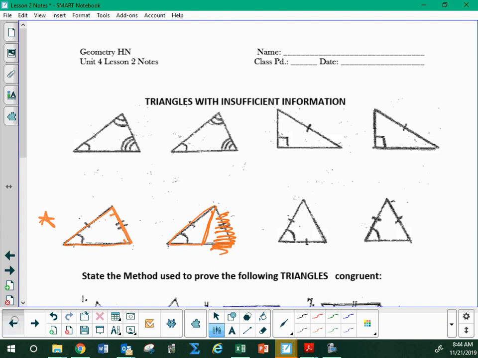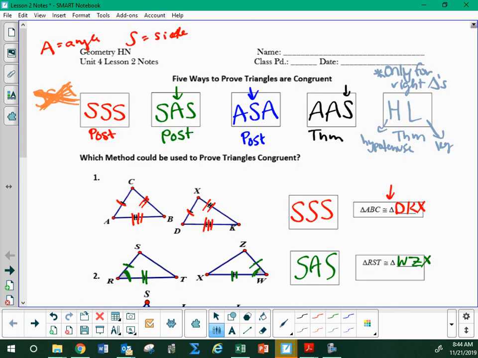Now, there's another one that's not represented. So, what other possible combination of sides and angles is not here? All angles. Angle, angle, angle. Why does this not work to prove they're congruent? Right? Because knowing the angles doesn't mean you know the lengths.